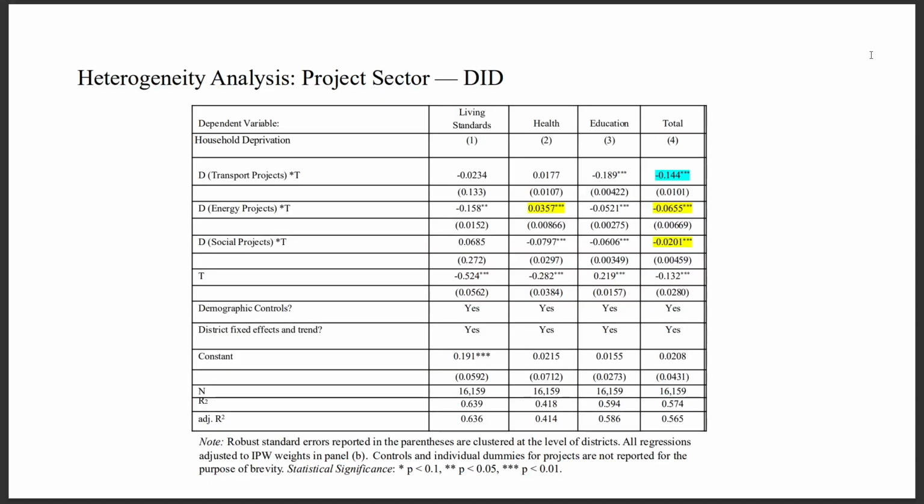Then in terms of DID, again, you can see that transport infrastructure has a positive impact, positive in terms of how it is alleviating poverty, but negative in terms of how it's changing deprivation. So negative over here will be a positive outcome. And then energy projects also have an effect, but that is much smaller when it comes to welfare changes. Social sector projects also have a negative impact on deprivation, but that is very minimal in comparison to the others.